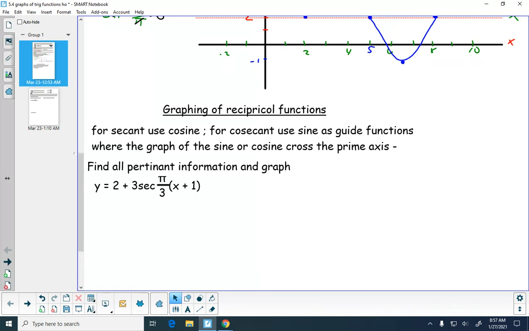Okay, where the graphs of the sines and cosines hit the prime axis, we had vertical asymptotes. Vertical asymptotes are formed where we cross our prime axis. And for secant and cosecant, those were our asymptotic parabolas. So you're going to get asymptotic parabolas.